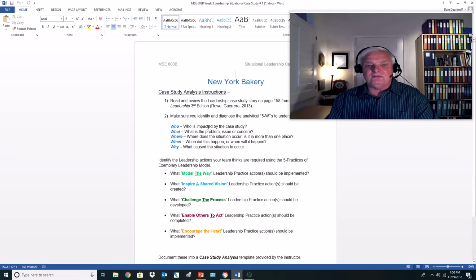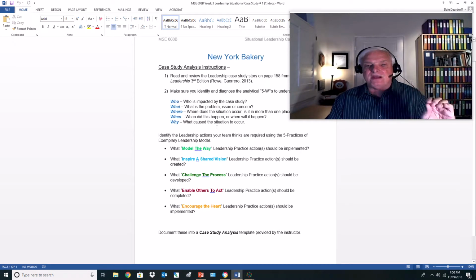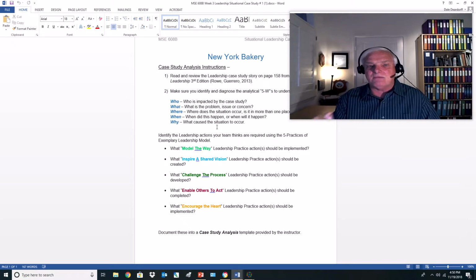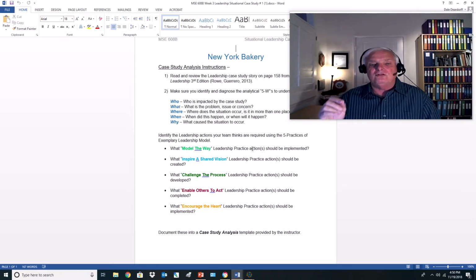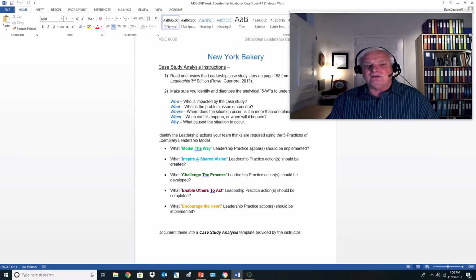In addition to understanding that, the next thing you're going to do is apply the 5 practices of exemplary leadership. We're going to take that model, each one of those categories, and you're going to ask yourself questions based upon it. What model the way leadership practice action should be implemented based on this case study? What inspire a shared vision leadership practice action should be created? What challenge the process leadership practice action should be developed? What enable others to act leadership practice action should be completed? And finally, what encourage the heart leadership practice action should be implemented?